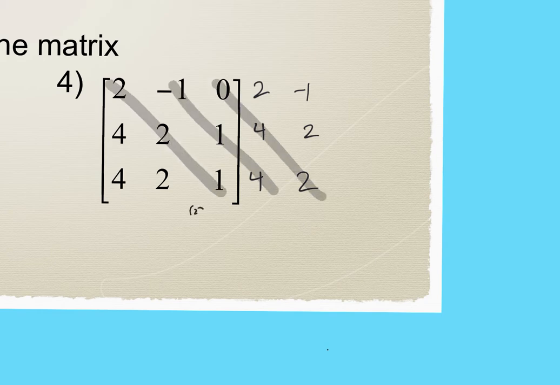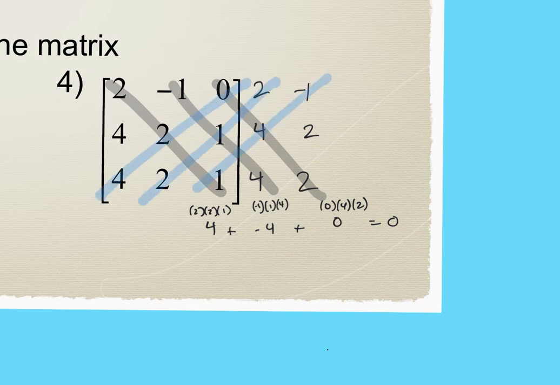So this would be 2 times 1, or 4. And this would be negative 1 times 4, or negative 4. And this would be 0 times 4 times 2, which is 0. Add them up, I get 0. Then I go back the other way. And I'm going to get 0 times 2 times 4, which is 0.